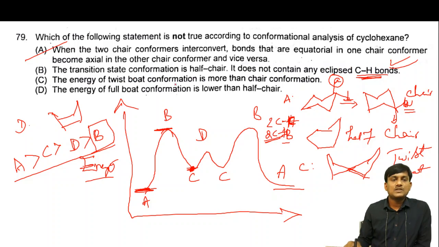The energy of the twist boat conformation is more than the chair conformation. This is a twist boat, this is a chair, so this one is more. The energy of the boat conformation is lower than the half chair. This is the boat conformation, this is the half chair, and this one is lower. So C is correct, D is correct, but B is not correct. The correct option, what is not true? Not true is B. So B is the correct option.